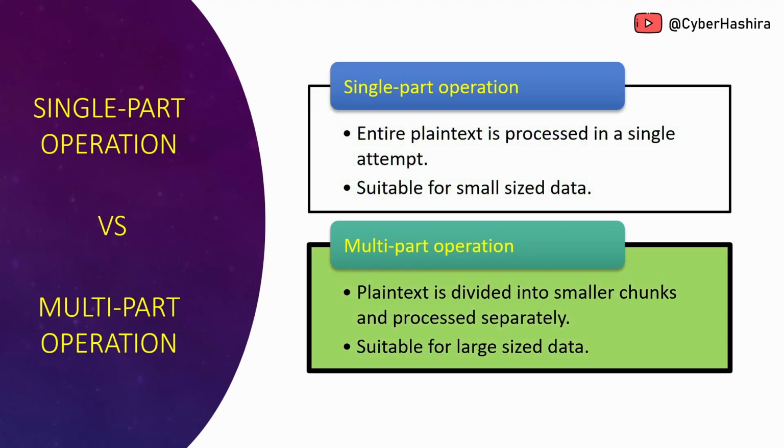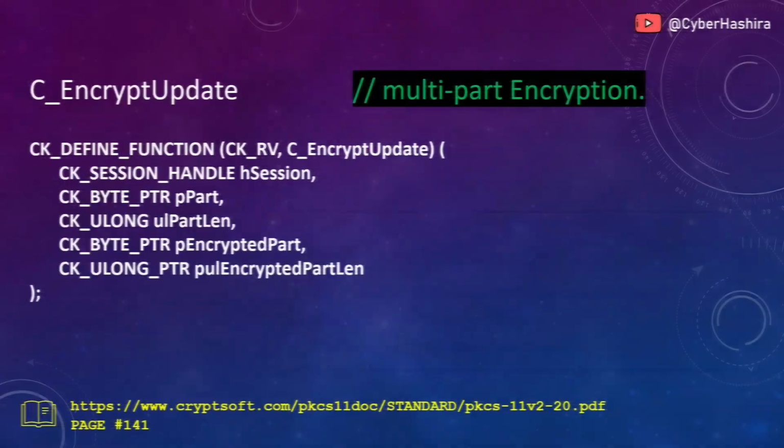Most hardware tokens process plain data directly in the hardware. Typically, these devices have a very small amount of memory, which may not be sufficient for handling large amount of data. So, multi-part operation is more suitable for such devices. In a multi-part operation, the plain data is divided into small size chunks, and then each of those chunks are processed separately.